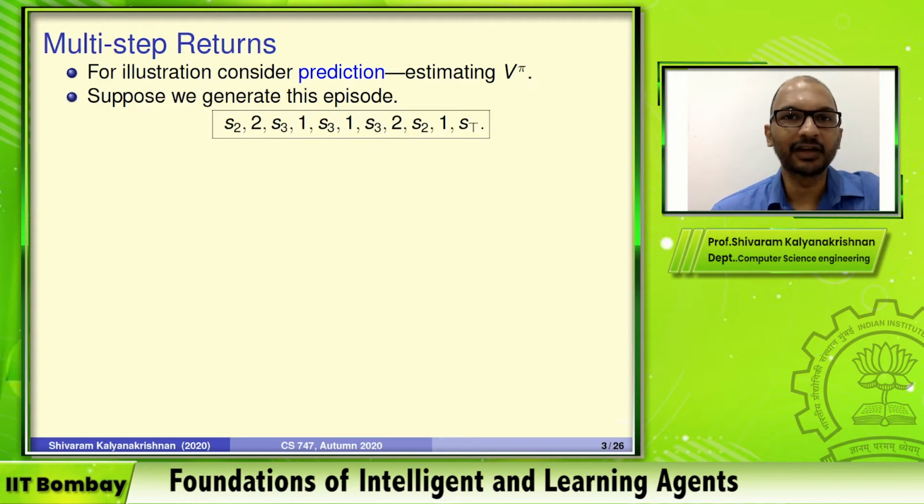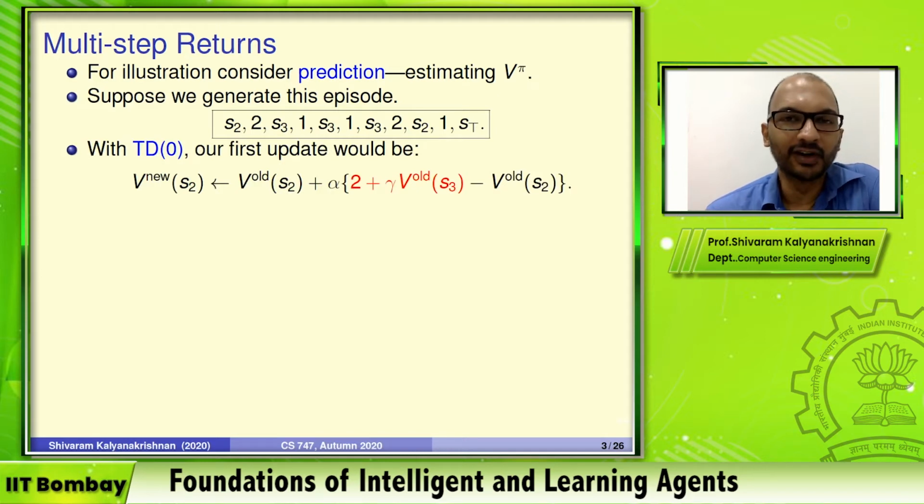Let us say at some point of time you have an estimate and then you start going along this episode. S2 gets a reward of 2 and goes to S3, gets a reward of 1 and goes to S3, etc., till it terminates.